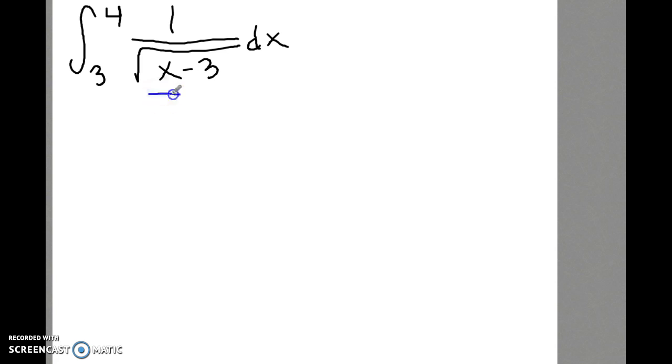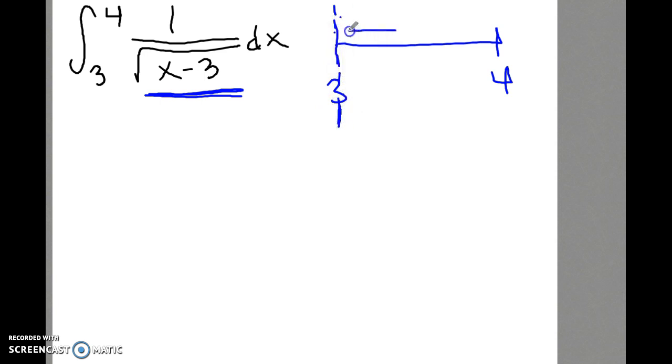What you need to notice is that there's a non-removable discontinuity in this function when x equals 3. So that's going to be an infinite discontinuity. If we're trying to integrate from 3 to 4, but we know we've got this infinite discontinuity at 3, that means we're going to set this thing up with a limit as t approaches 3.